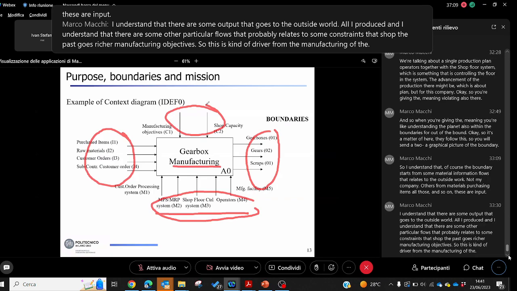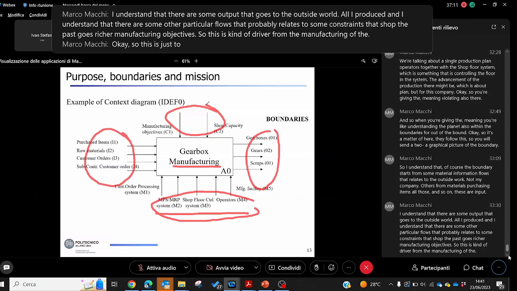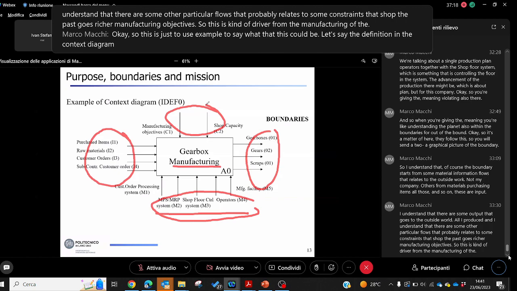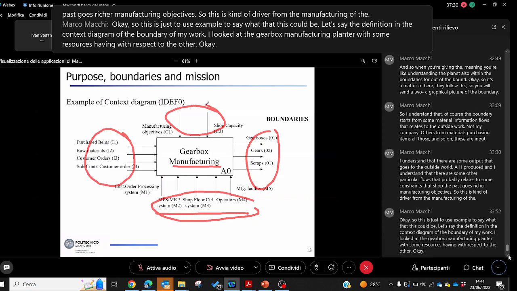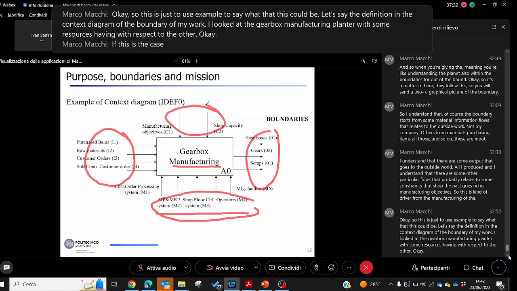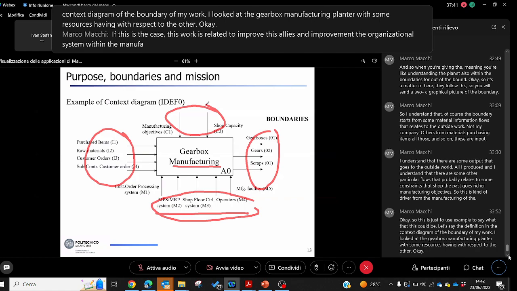Okay? So this is just to use the example to say that this could be the definition, in the context diagram, of the boundary of my work. I look at the gearbox manufacturing plant with its own resources, having some limit with respect to the others. Okay? If this is the case, this work is related to analyzing and improving the organizational system within the manufacturing of the gearbox.